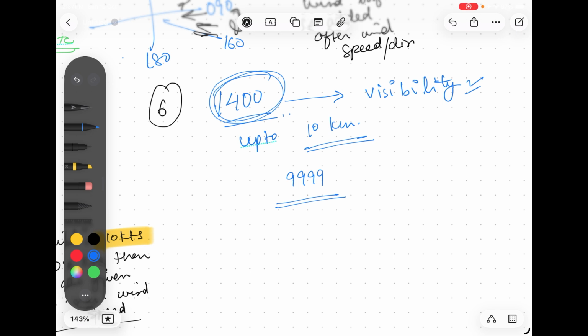After this, if the visibility is more than 10 kilometers or 10,000 meters, in that case it will show sky clear. So visibility is only denoted from 0 up to 9999. So visibility in this is in meters, and it is denoted up to 10 kilometers.